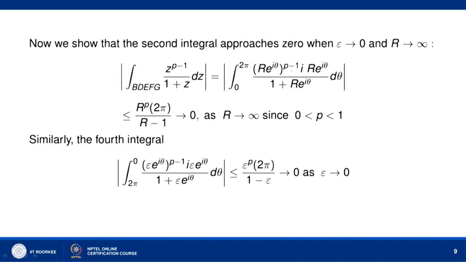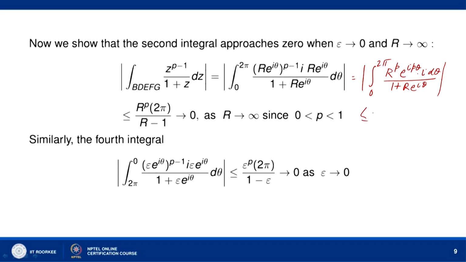Okay. Now, what do we get? This is equal to mod of integral 0 to 2 pi, and here what we will get is e^(iθ(p-1)) into e^(iθ). So, this is e^(ipθ). Okay. And we have R to the power p, R^p e^(ipθ) into i dθ divided by 1 plus R e^(iθ).